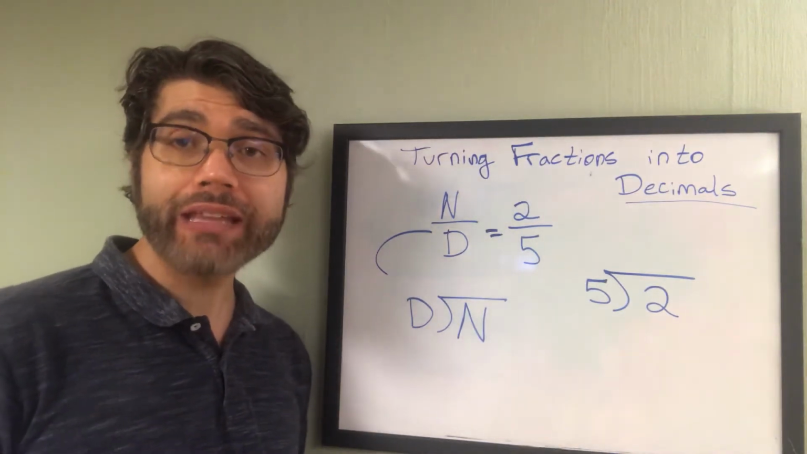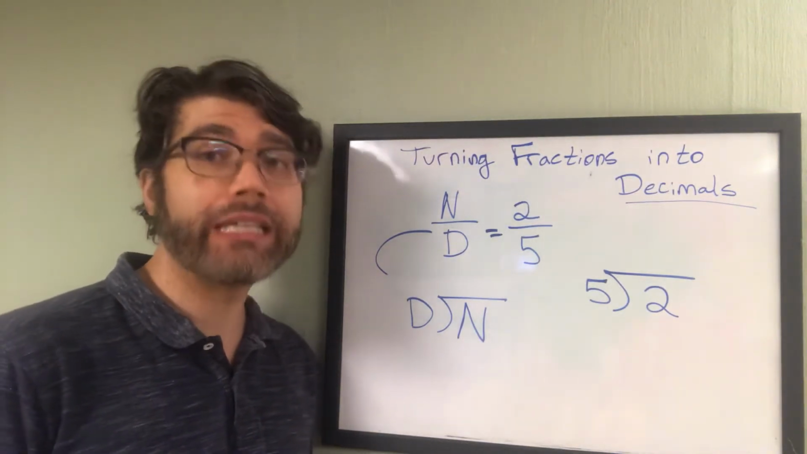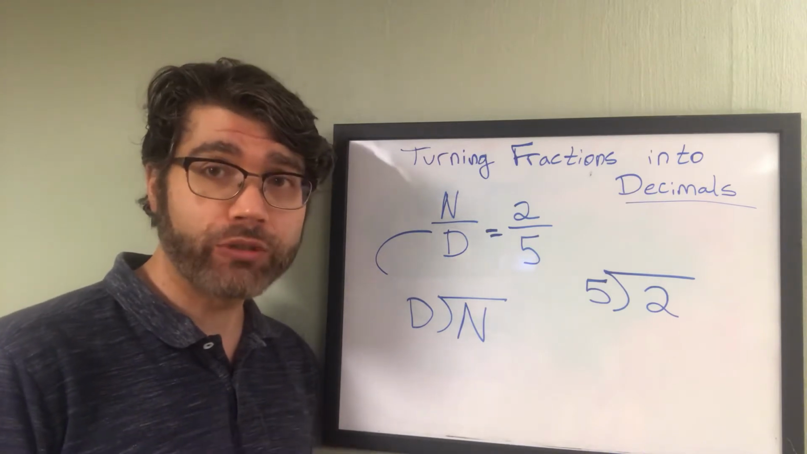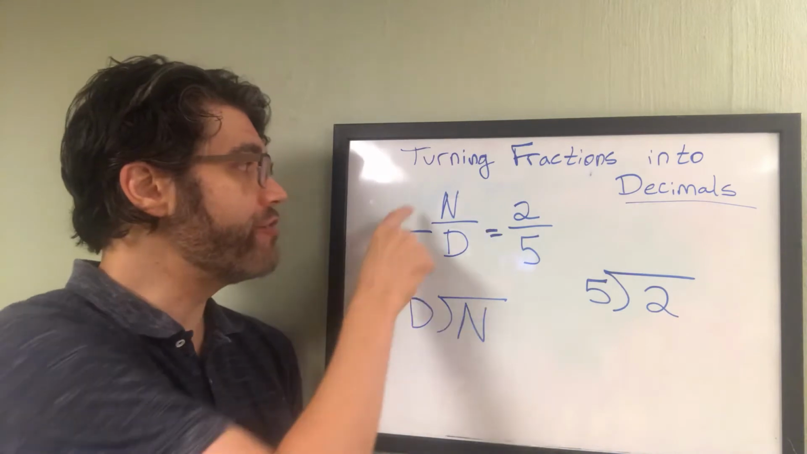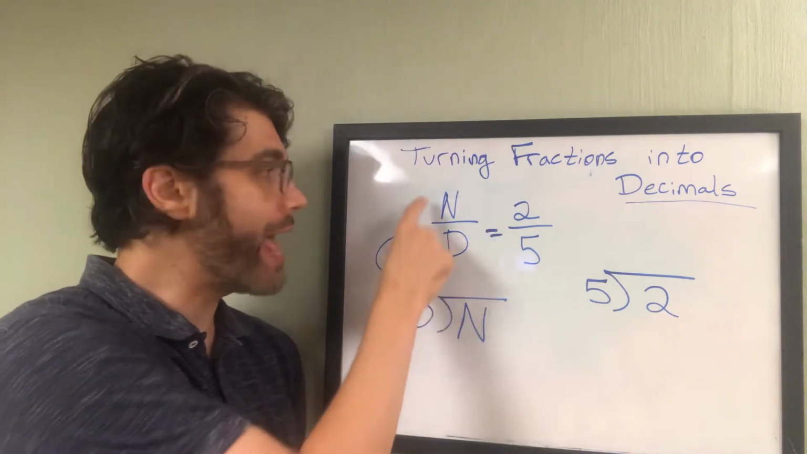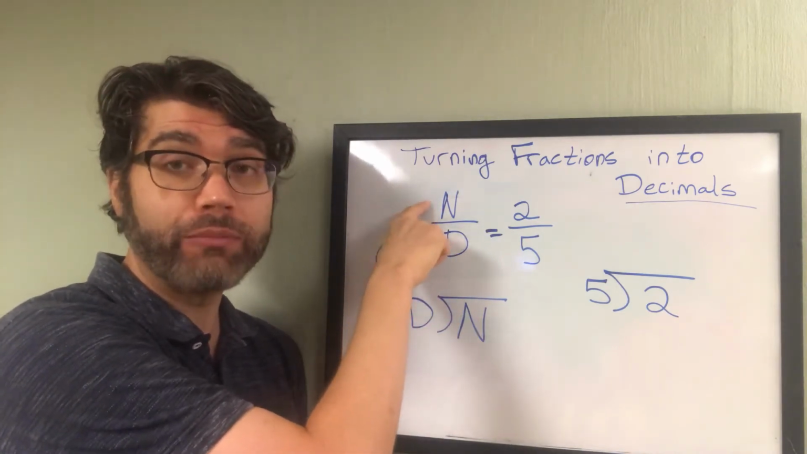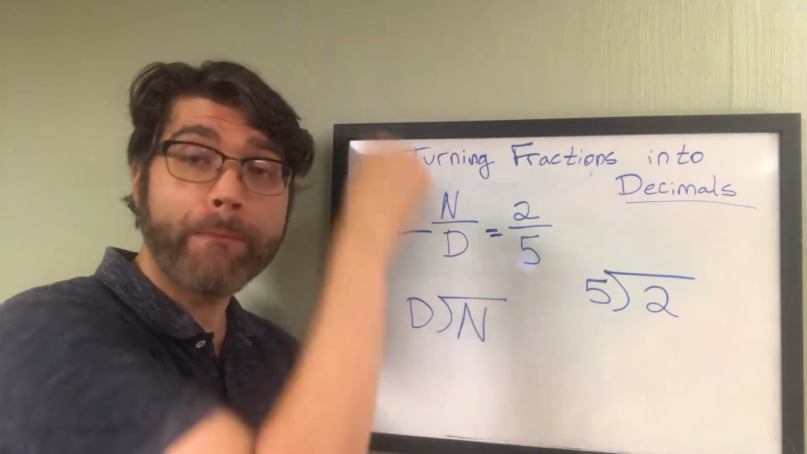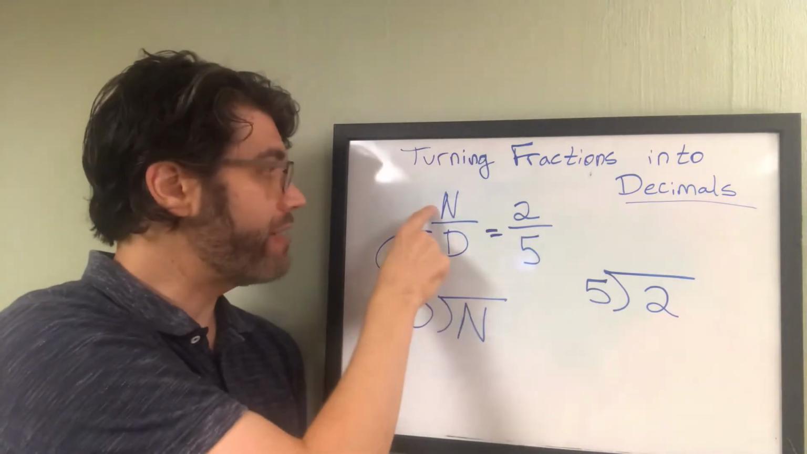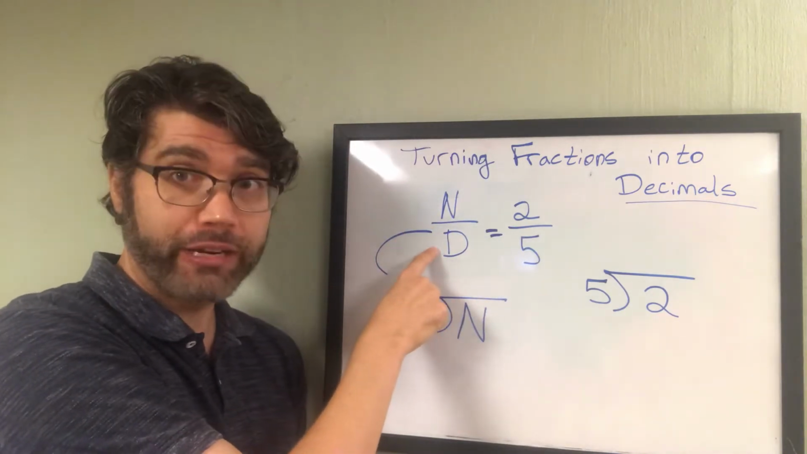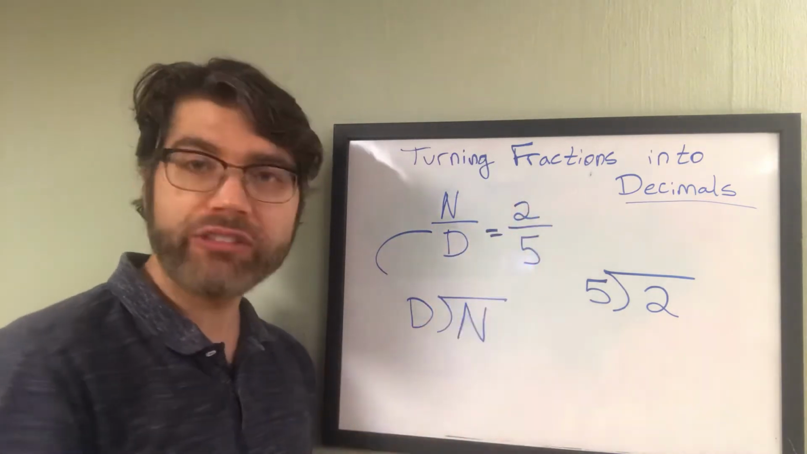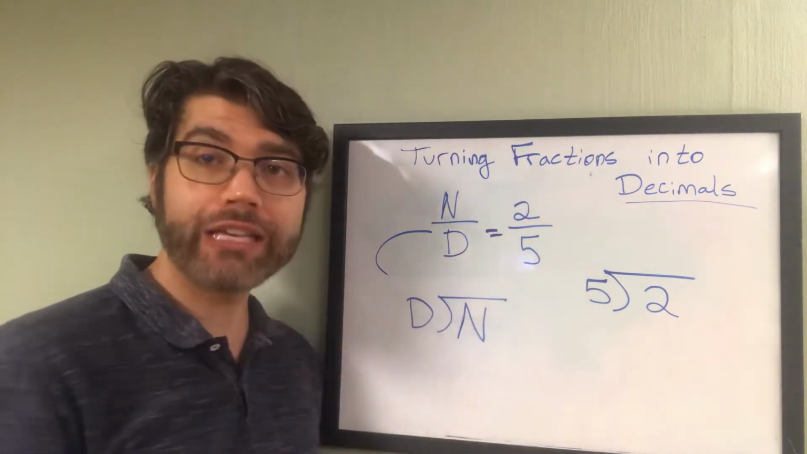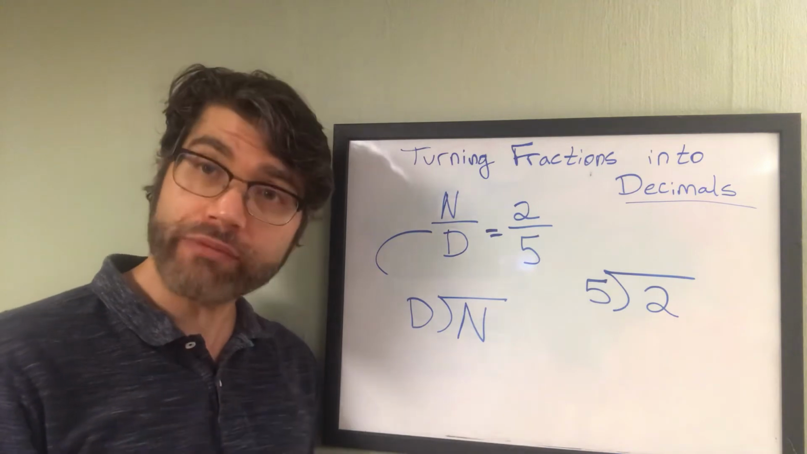Hi, so today I'd like to talk about how to turn fractions into decimals, all right? In order to turn a fraction into a decimal, you need to look at the numerator and the denominator. So I put n here for numerator, that's always the number at the top part of the fraction, and the denominator, which is always the number in the bottom part of the fraction. So n for numerator, d for denominator. I chose 2/5 as just a random fraction, and we're going to turn 2/5 into its decimal equivalent.